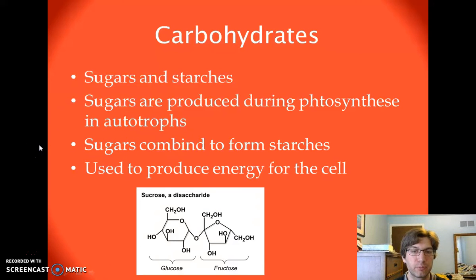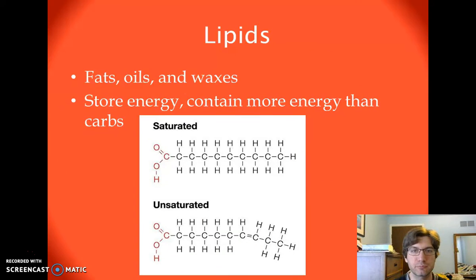Sugars are going to combine even further to form starches, and these are your foods like potatoes and other vegetables and stuff like that. Pastas will work as well. And they are used to produce energy in the cell. So you burn these. If you have a diet that's heavy in carbs, then you probably burn a lot of carbohydrates, or you're very active. You burn these to produce energy.